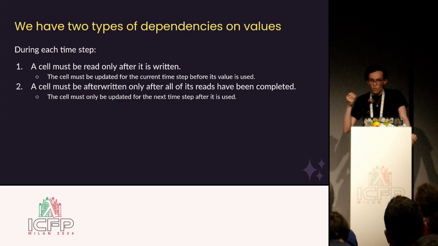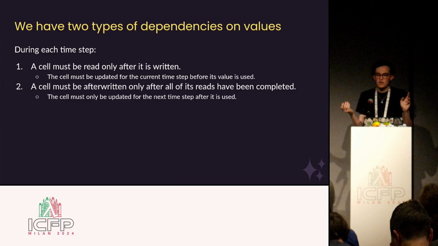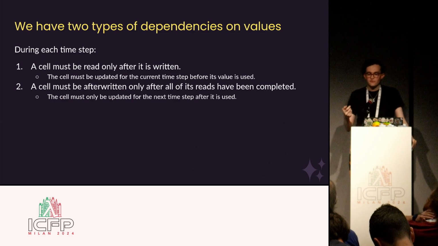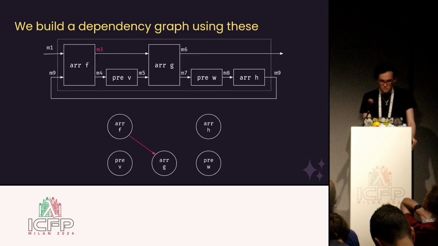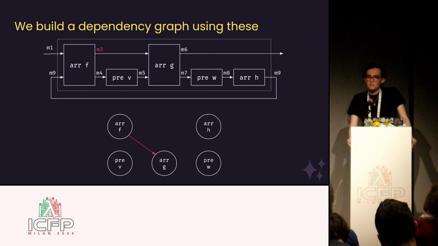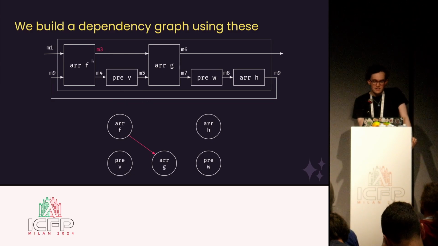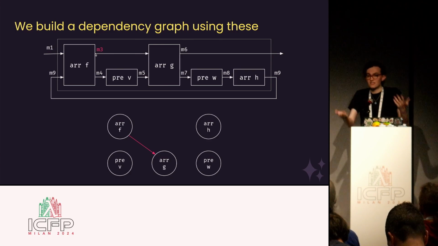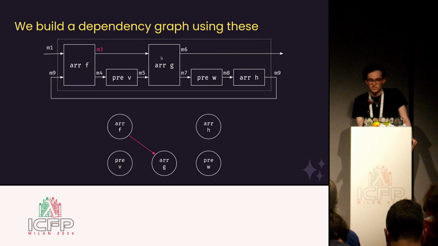So what we've seen is we now have two types of dependencies on values. During each time step, a cell must be read only after it's been written to, but a cell must be after written only after all of its reads have been completed. So with this, we can build a dependency graph to identify exactly what order these computations should be run in. For example, here, we're adding this edge between RF and RG for this M3 memory cell, because RF will want to write its outputs to this memory cell. But RG will want to read it, and thus, because writes happen before reads, RF happens before RG.